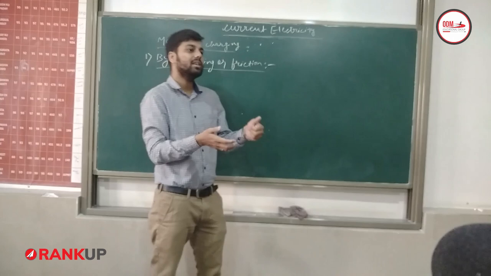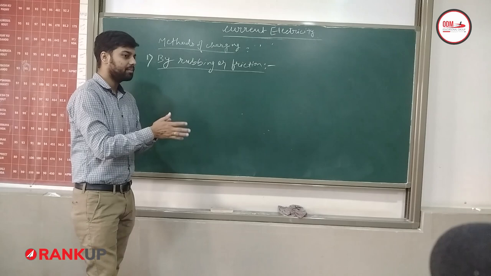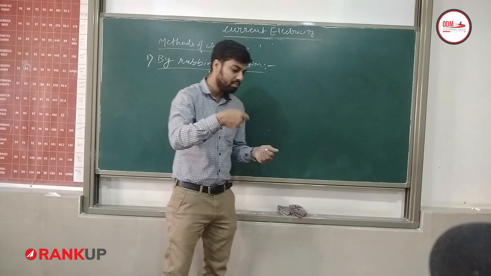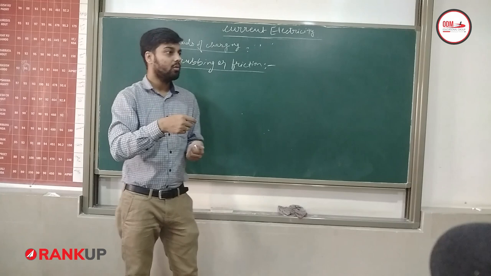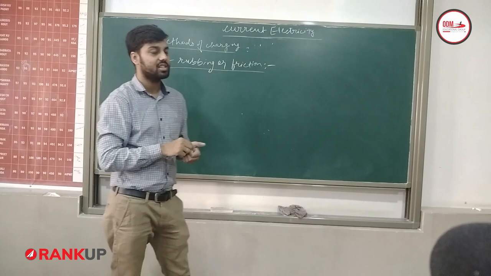So, by rubbing or friction, what happens? If one body is rubbed against another, then charge gets transferred. Suppose we have a comb and we are combing our hair with it. All these experiments are performed in dry weather. When there is little or no humidity, dry hair gets positively charged and the comb gets negatively charged.